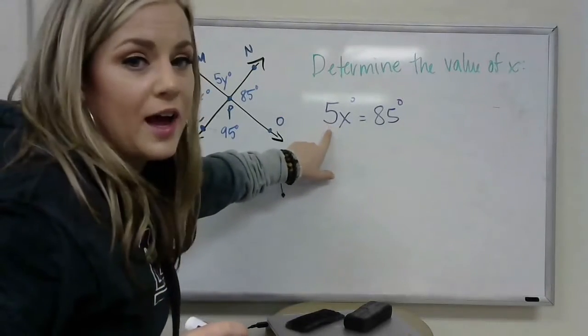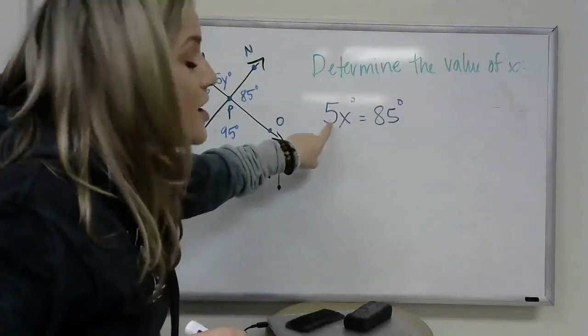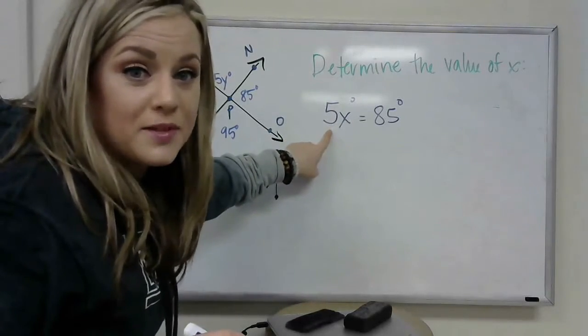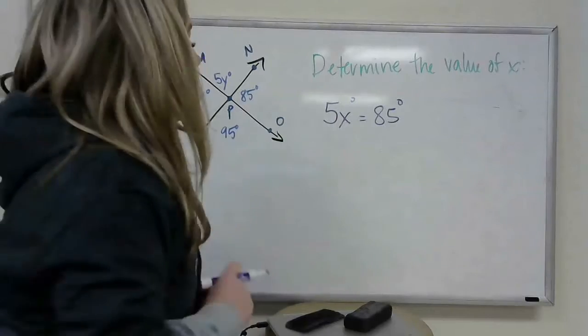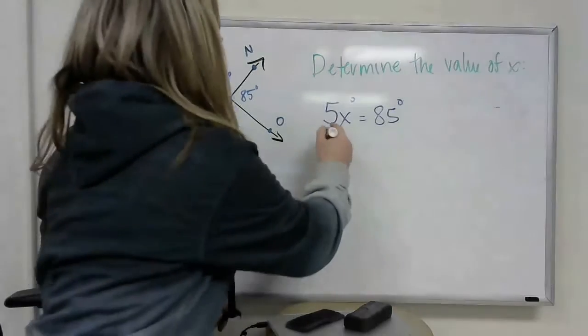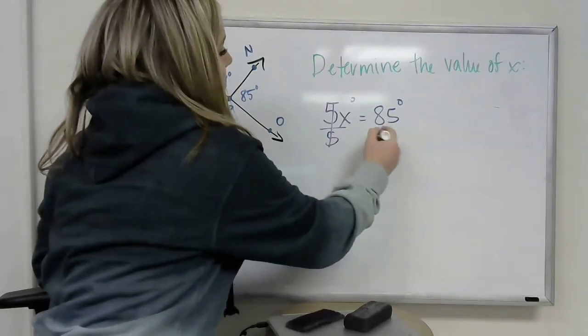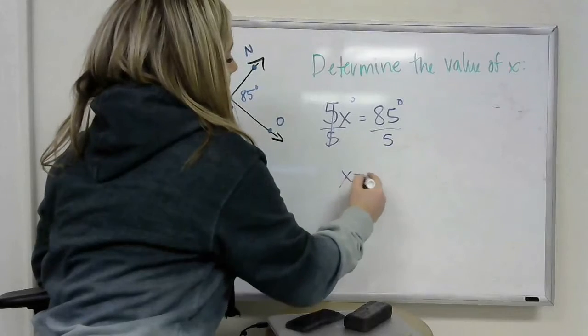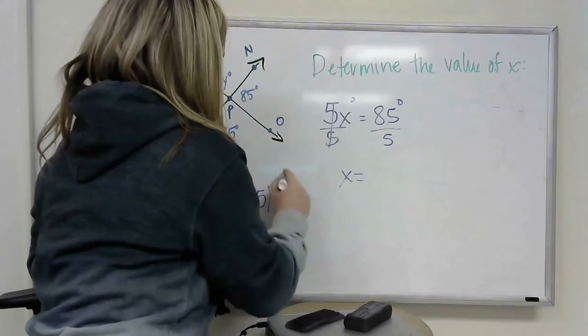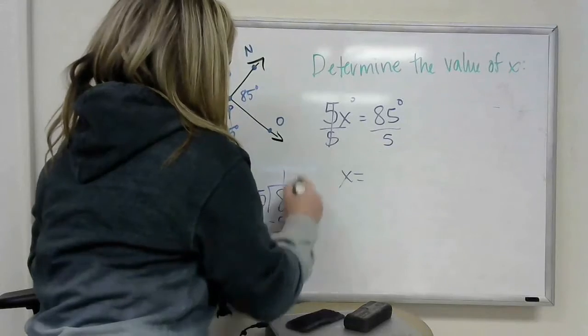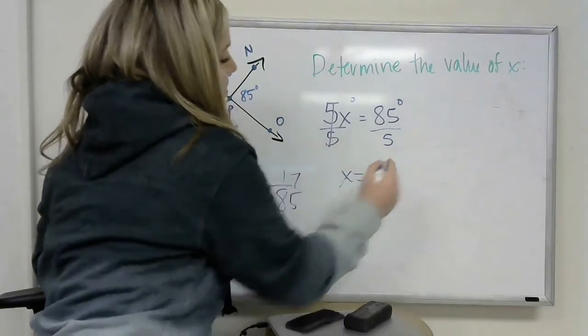So we have to get rid of the 5. We have to do the opposite. And what is 5 doing to x right here? It's multiplying. So I've got to do the opposite to get rid of it. So I'm going to divide by 5. That cancels out. Divide by 5. Okay, so 85 divided by 5, it goes in 17 times. So it's 17 degrees.